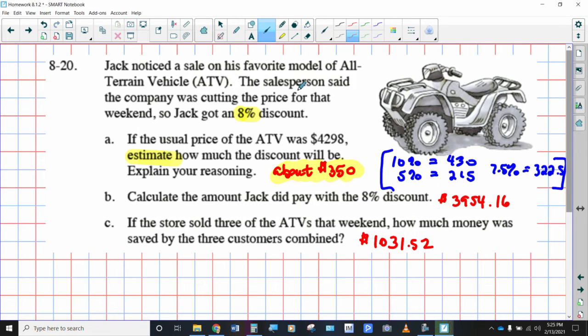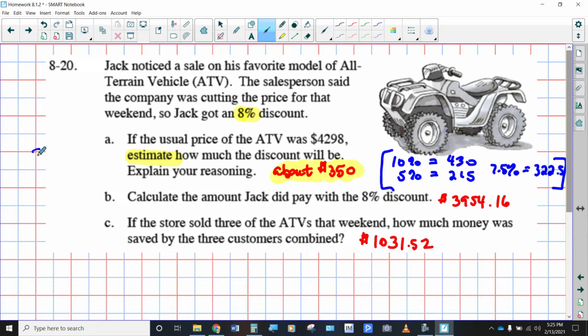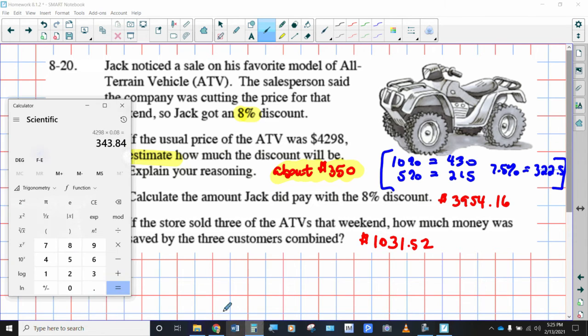Or if you recall, when we were talking about percent increases and decreases, if you are getting an 8% discount, the original price minus 8% means you will be paying 92% of the original price. So what happens if I take 4,298 and multiply it times the decimal equivalent of 92%? 4,298 times 0.92, there's our answer.